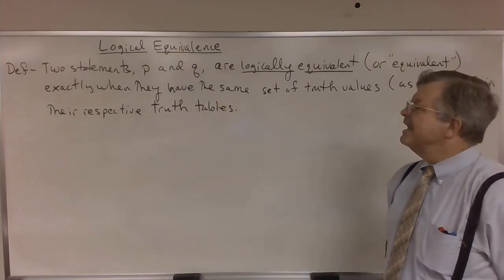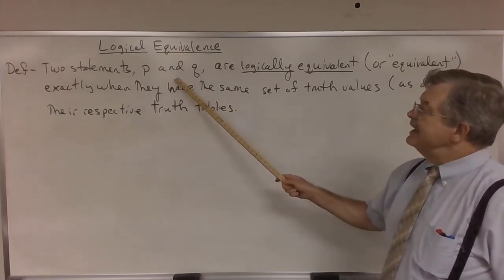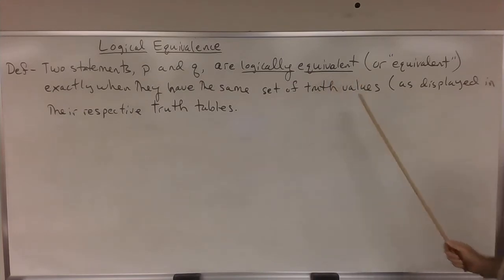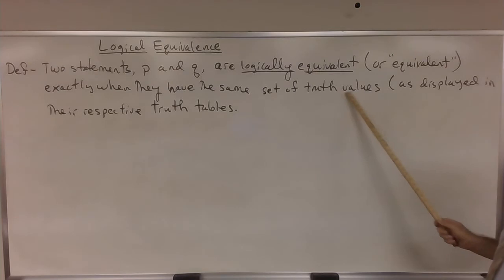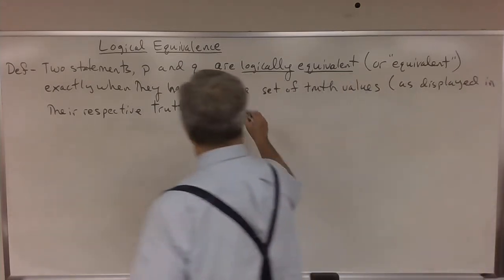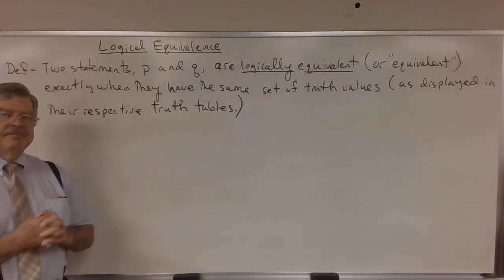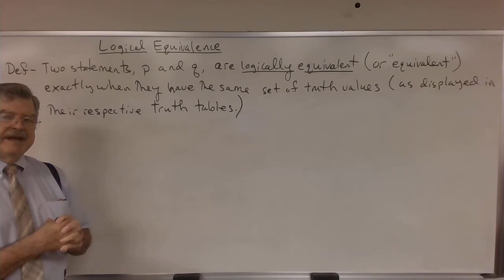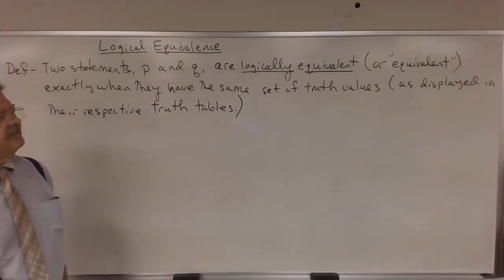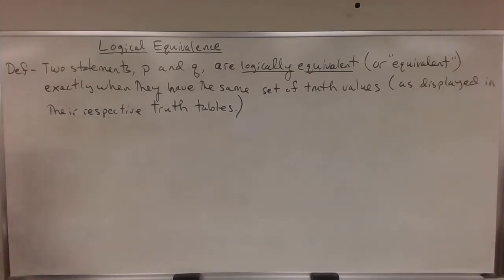Two statements, P and Q, are logically equivalent, or just equivalent, exactly when they have the same set of truth values as displayed in their respective truth tables. So if their truth tables display the same set of truth values, then the statements are logically equivalent. So let's look at an example.